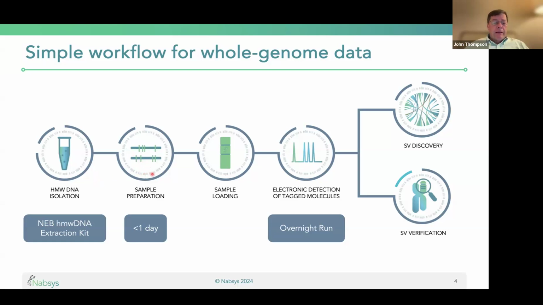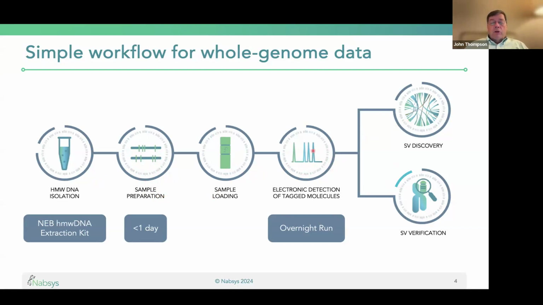And then you take that DNA part of the prep from about 1 million cells and do sample prep, and that's all provided in the reagent kit that we provide. You then load it on the instrument, run it overnight, and you detect tagged molecules. And then you can go through one of two pathways.